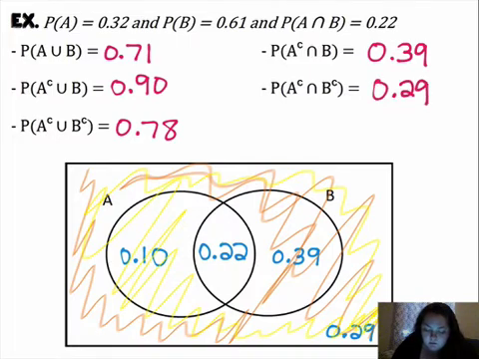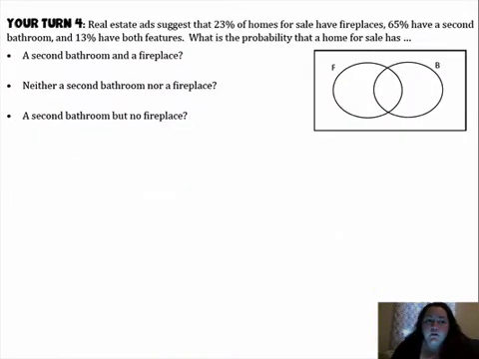The only section where it overlaps is the outside section, so where there's yellow and orange. Alright, this one, your turn. Go ahead and pause and try this one.